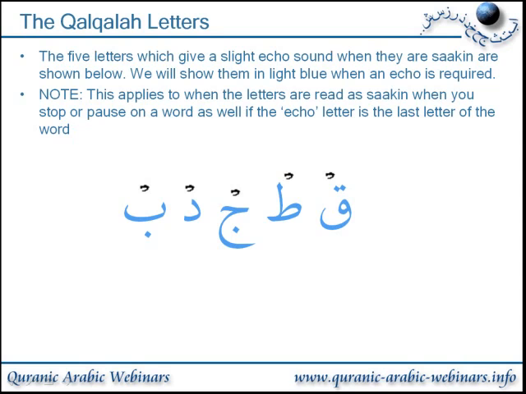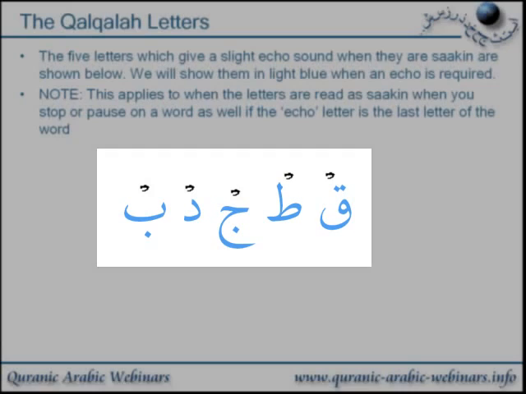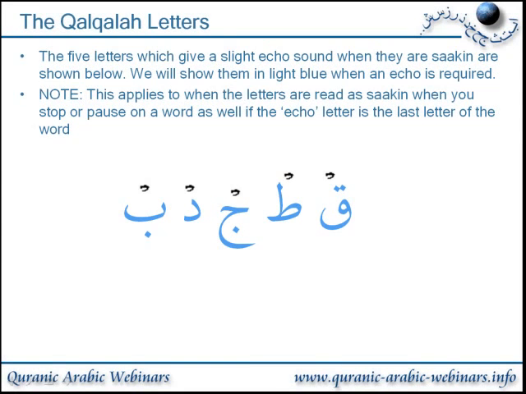Now remember, this can happen when they actually carry a sukoon, or you're stopping or pausing at the end of a sentence, or even in the middle of a sentence, and it happens that one of these 5 letters is at the end of the word and you have to make it sakin. Okay, so remember, these are qa, ta, ja, da, ba. If you remember that, that's an easy way to remember it.